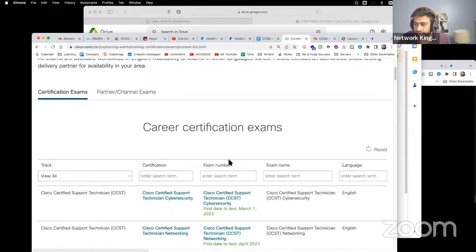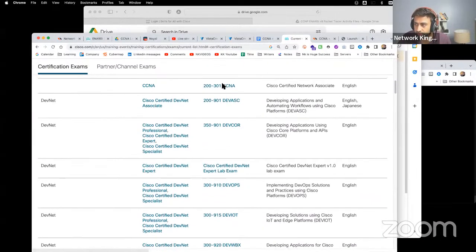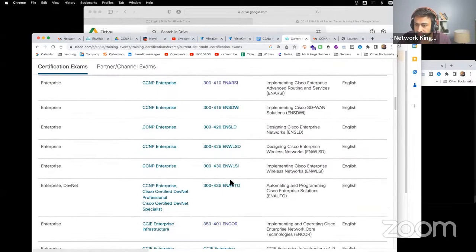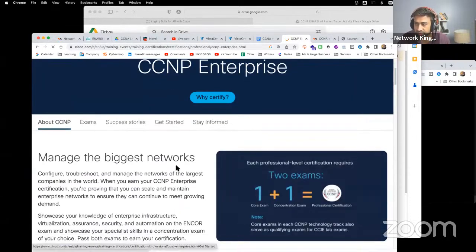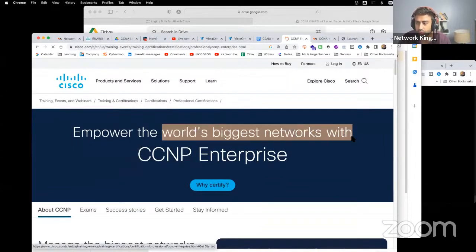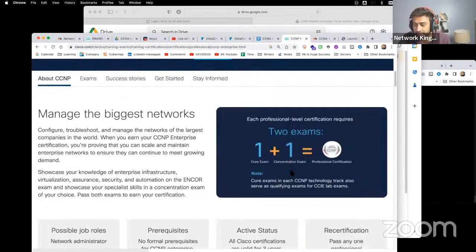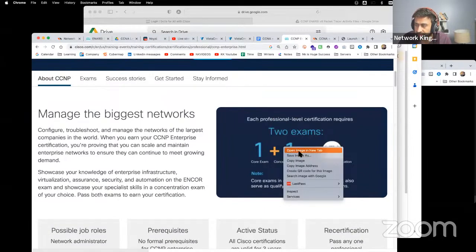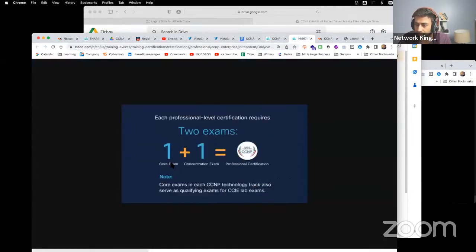Okay, so you can see that if I want to get CCNP, this is the CCNA, but if I scroll up, you can see there is a CCNP. This is "Empower the world's biggest networks with CCNP Enterprise." So now what do you see here? We need to pass one core exam, which is mandatory, and one concentration exam.